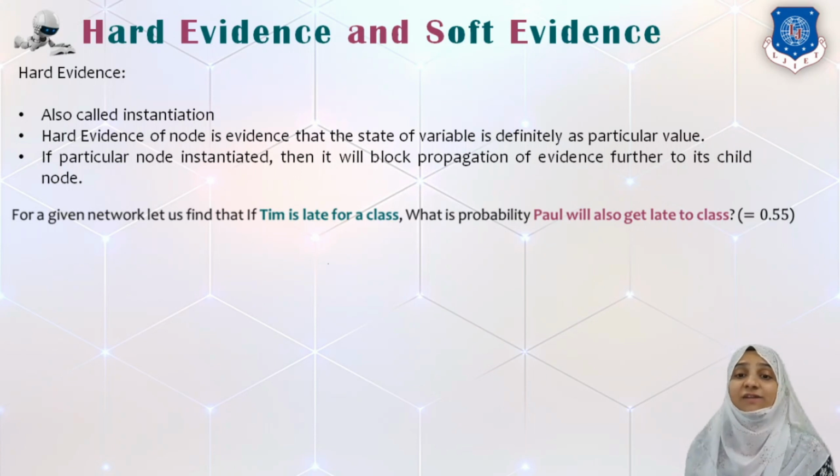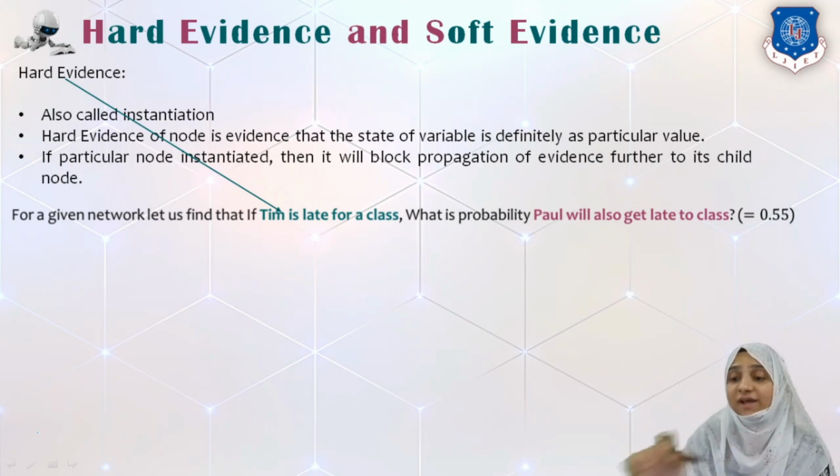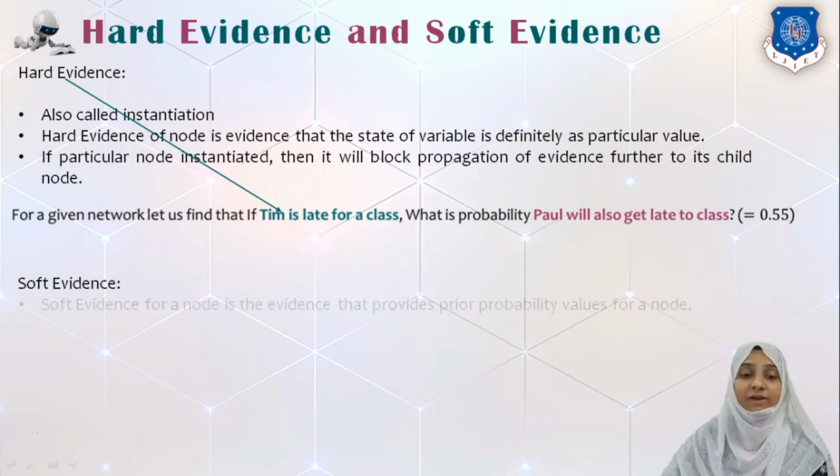And this hard evidence of a node is an evidence that states the variable is definitely in a particular state. So basically, in our previous question, when it was stated that Tim is late for a class, this outcome of a particular event, or a value of a variable which is given, is called hard evidence. And what is soft evidence in that case?